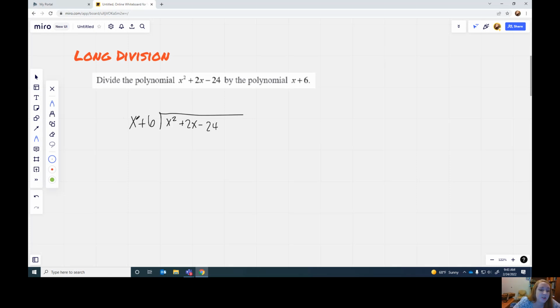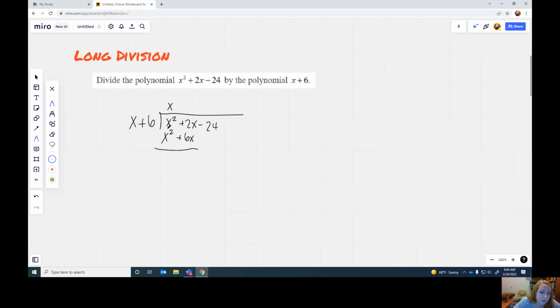Starting here, we would say, what do we need to multiply x by to get x squared? Or how many times does x go into x squared? X. We would multiply x times x to get x squared. Then we have to do this part. We're sort of distributing that x. X times 6 is plus 6x.